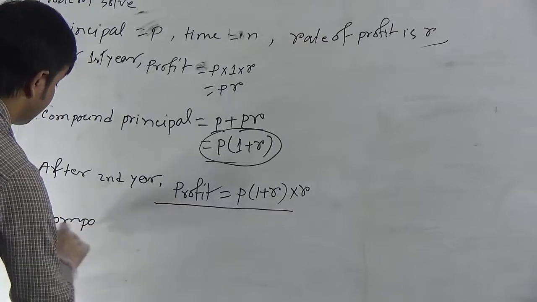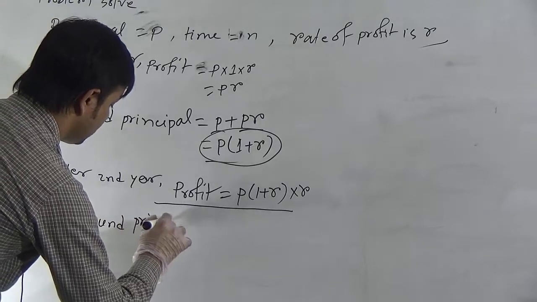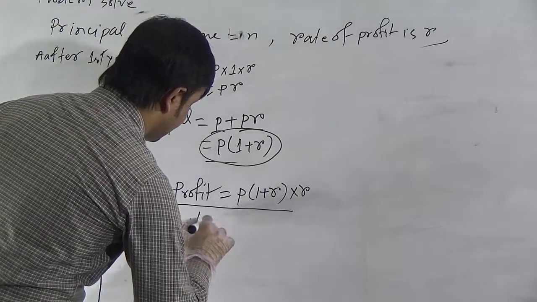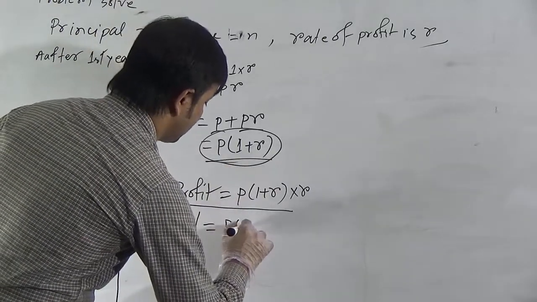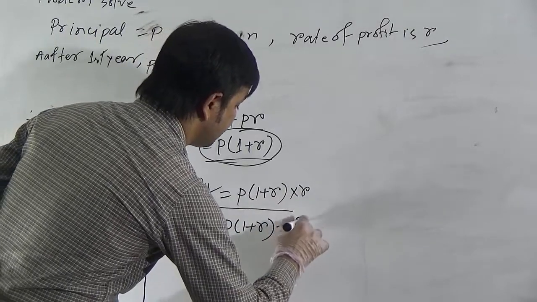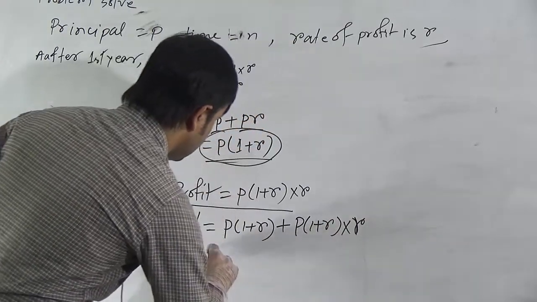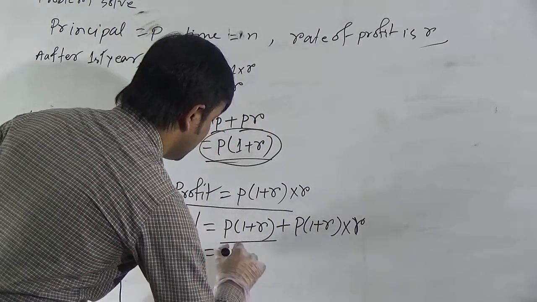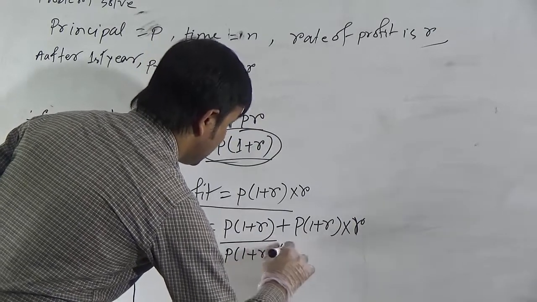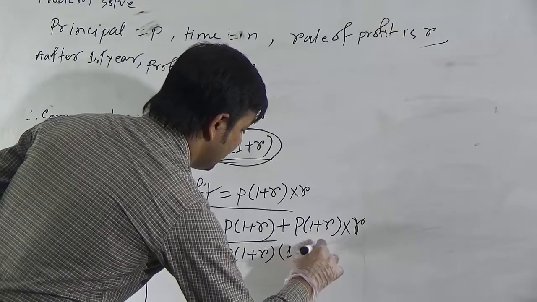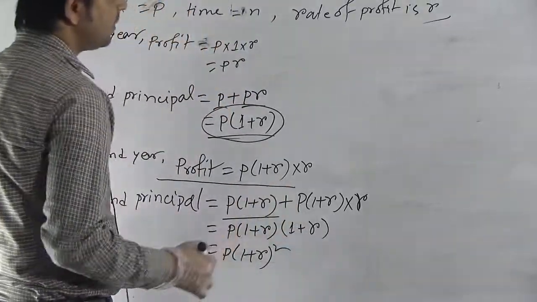So here is compound principal. This will be, our principal is P into 1 plus R, and our profit is P into 1 plus R into R. Now we can take P into 1 plus R as common, and 1 remaining here, R remaining here. We can write P into 1 plus R whole square.